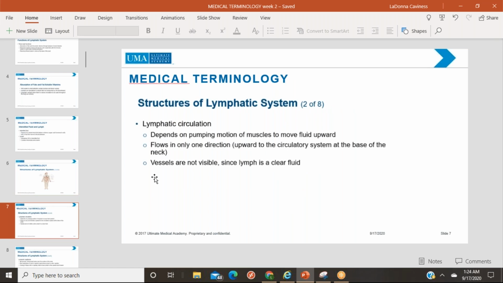Lymphatic circulation depends on the pumping motion of muscle to move fluid upward. It flows in only one direction, upward to the circulatory system at the base of the neck. Vessels are not visible since lymph is a clear fluid.